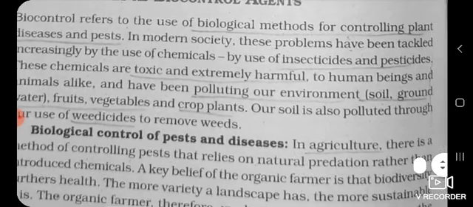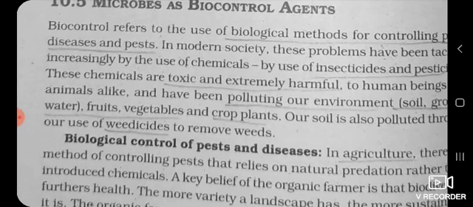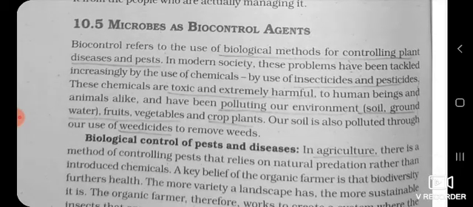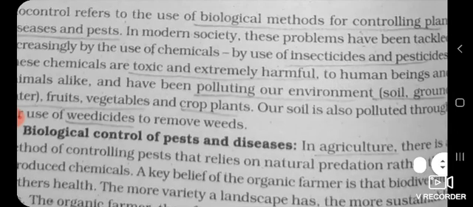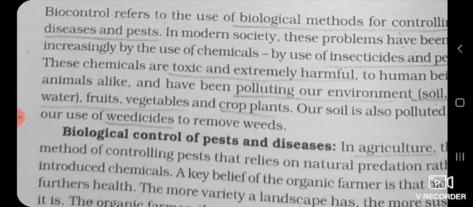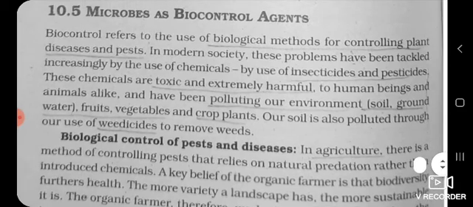Biocontrol refers to use of biological methods for controlling plant diseases and pests. So by using biological method, by using the live organism, we can control the diseases on the plant as well as the pest of the field which particularly damage the plant. In modern society, these problems have been tackled increasingly by the use of chemicals, by use of insecticide and pesticide. So up to this we are using the insecticide, means the chemical which kills the insect, or pesticide, that means chemical which kill the pests.